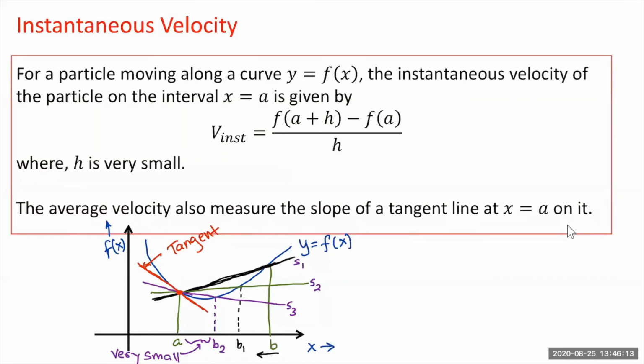So when we talk about the instantaneous velocity, it is just like the average velocity, but the time interval is very small. That's why we are calculating the instantaneous velocity at a point. And because we are talking at a point on the graph, and the secant line touches the graph at only one point, now it is called the tangent line. So the instantaneous velocity measures the slope of the tangent at a point x equal to a on it. That is the theoretical part of the instantaneous velocity.